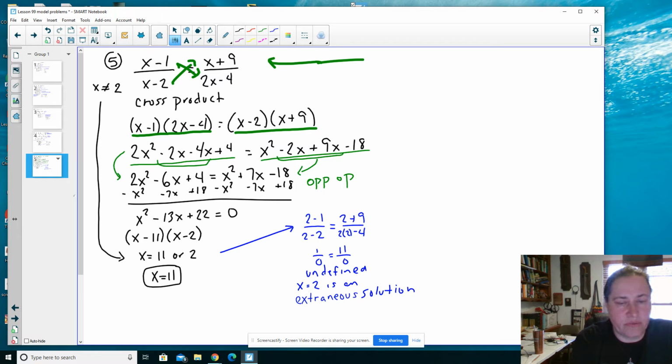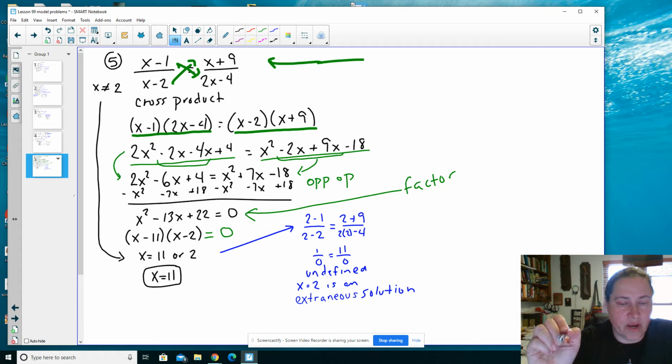The zero product property, remember, tells me that if I'm multiplying things and they equal 0, then one or the other must be 0. So let's deal with that trinomial first. I'm going to factor this. And x squared minus 13x plus 22 will factor into (x - 11) and (x - 2).